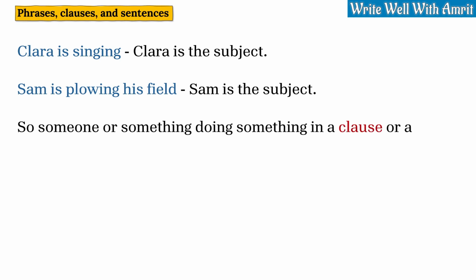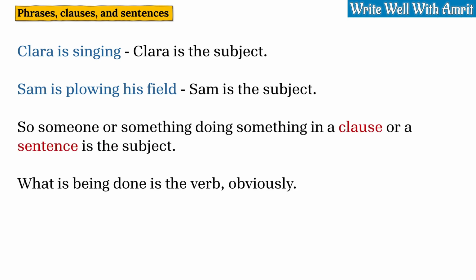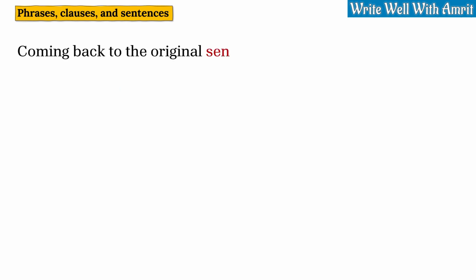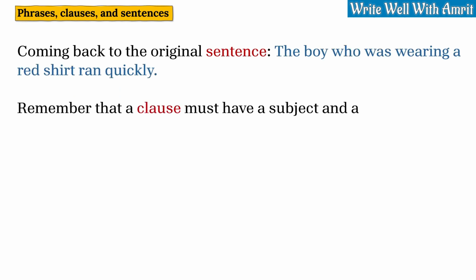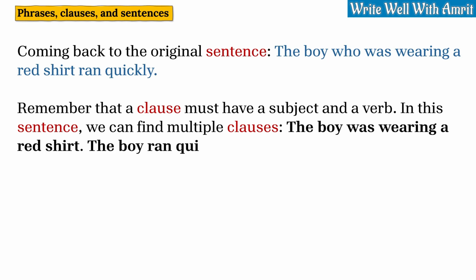Clara is the subject. Sam is plowing his field. Sam is the subject. So, someone or something doing something in a clause or a sentence is the subject. What is being done is the verb, obviously. Coming back to the original sentence, the boy who was wearing a red shirt ran quickly.